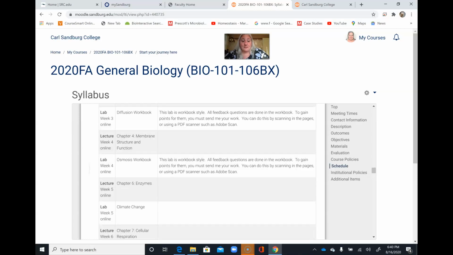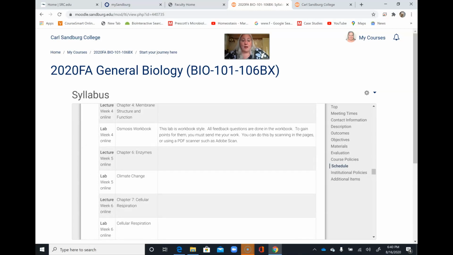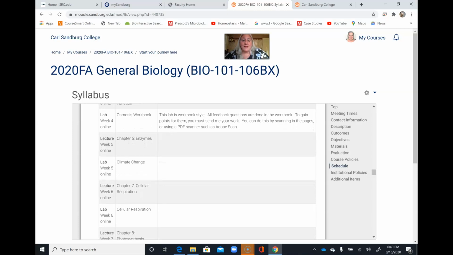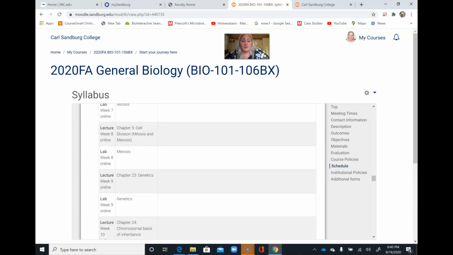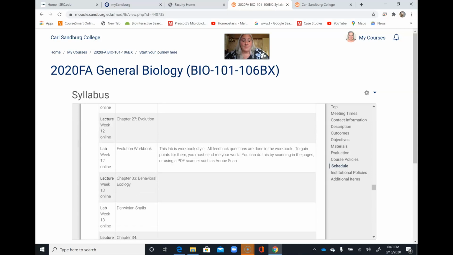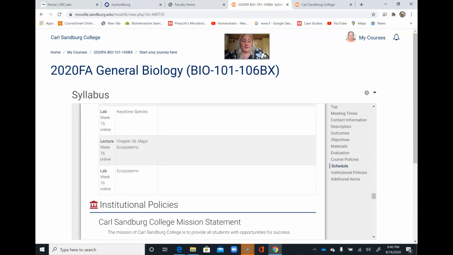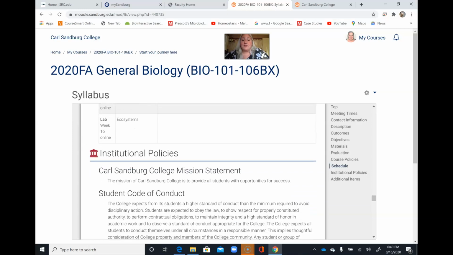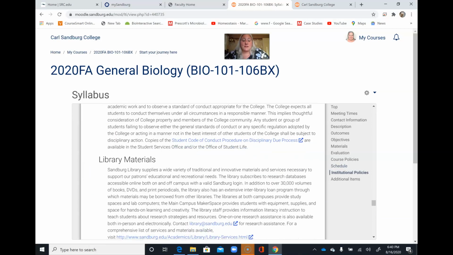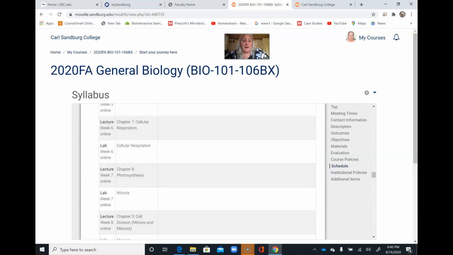And then each week we'll keep going. If it's a workbook style lab, then I have it written down. There's only 3 labs that are workbook style. There you go. And then we hit the end of the semester. Afterwards, it's all the institutional policies, which I'll let you read on your own again, okay?